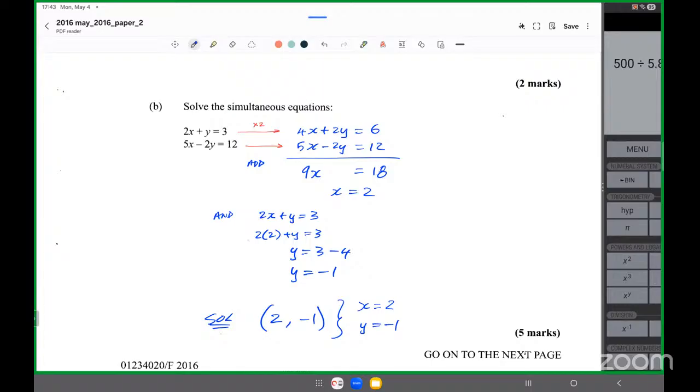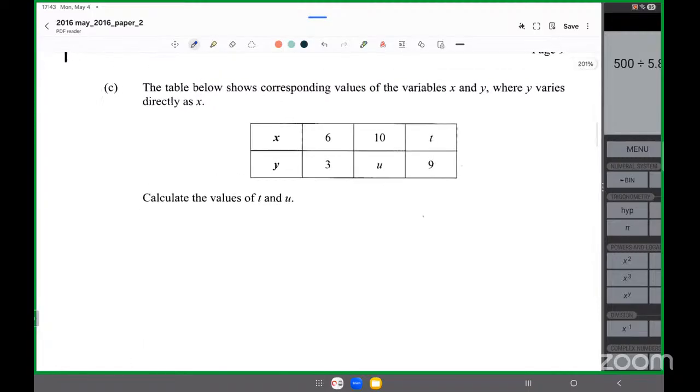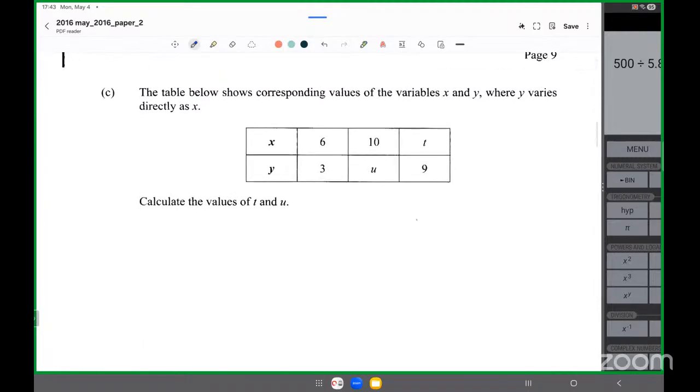All right, next question. That's a variation question. The table below shows corresponding values of variables x and y, where y varies directly as x. Y varies directly as x. It means that y is equal to a constant times x. And all I want us to do is calculate the value of t and u. They're not asking for the k. You can find the k if you want, but you don't have to.